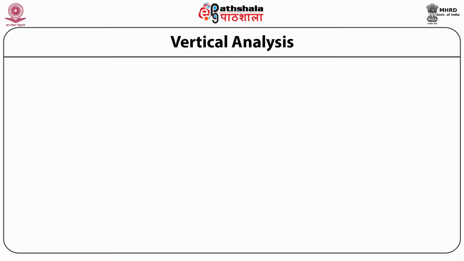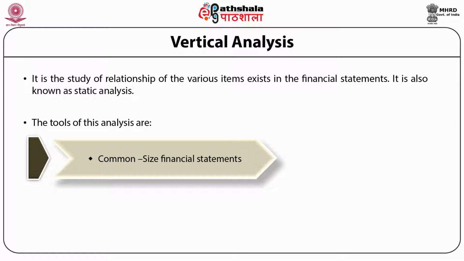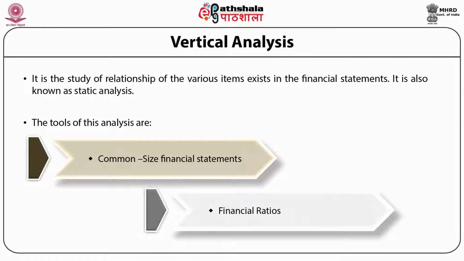Vertical analysis. The study of the relationship of the various items of only one accounting period is the concept of vertical analysis. In this type of analysis, financial ratios are calculated for one year only. It is also called static analysis. The two tools employed in this analysis are common size financial statements and financial ratios.